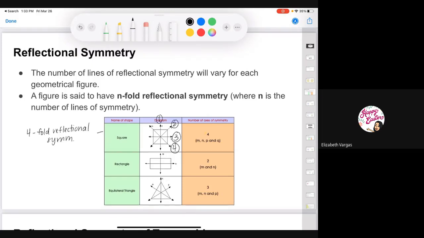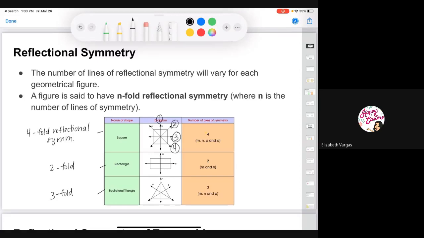So instead of this rectangle having 2 lines of symmetry, it will have 2-fold reflectional symmetry, and instead of this triangle having 3 lines of symmetry, it will have 3-fold reflectional symmetry. So when I just want to say n, which represents the number of lines of symmetry, I say n-fold reflectional symmetry. Okay. Any questions about this?